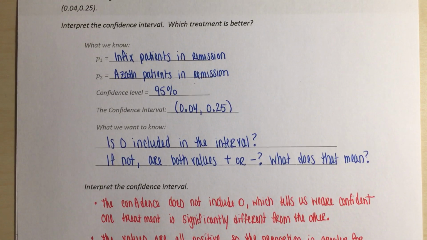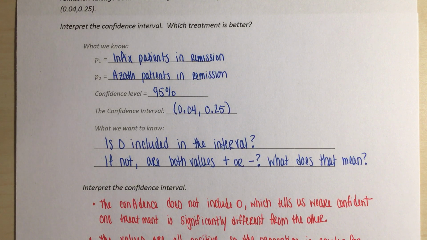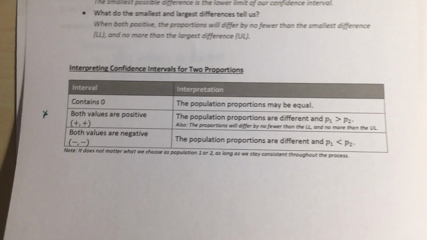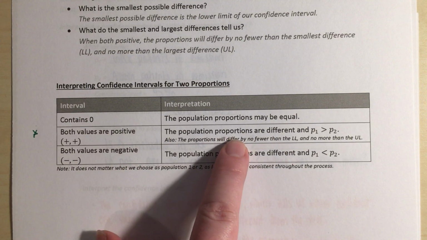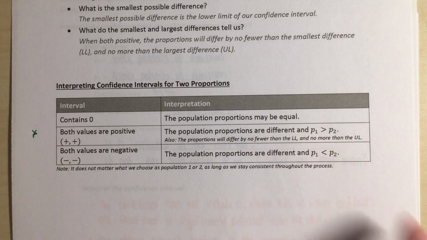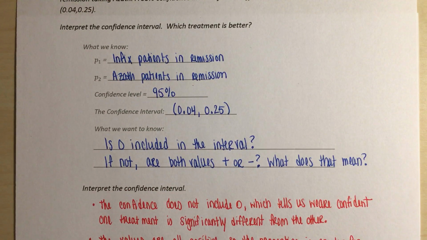So we'll start with just whether or not we include 0. The confidence interval does not include 0, which tells us we're confident that one treatment is significantly different from the other. So since our confidence interval does not include 0, one treatment is different than the other one. The values are all positive. So if we go back to our little chart at the bottom of page 32, if both values are positive, this means that the proportions are different and P1 is greater than P2.